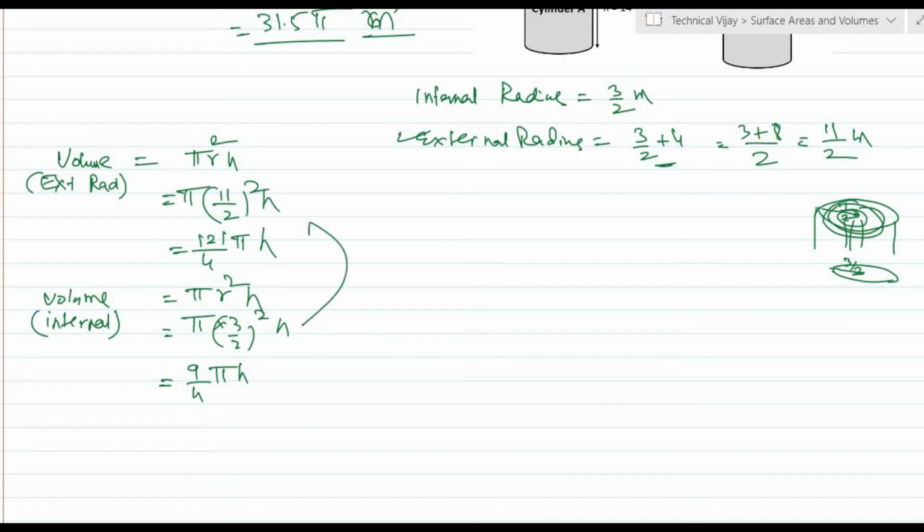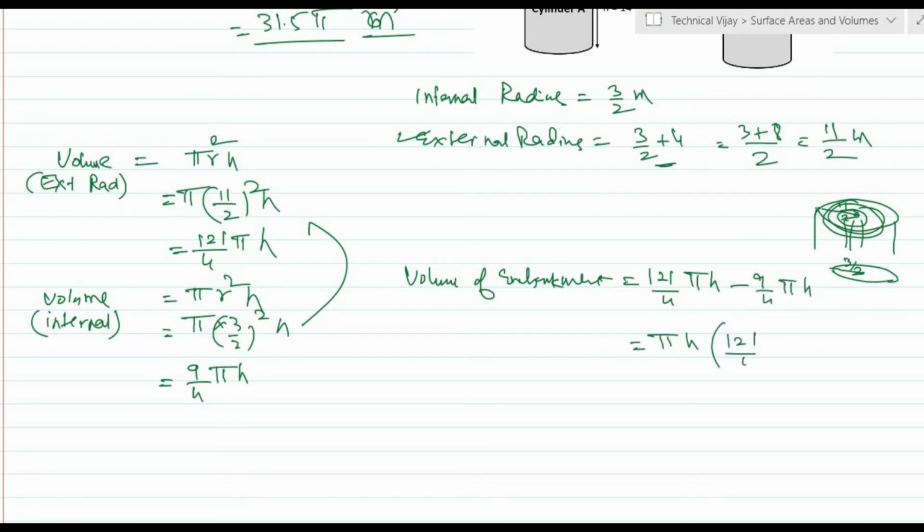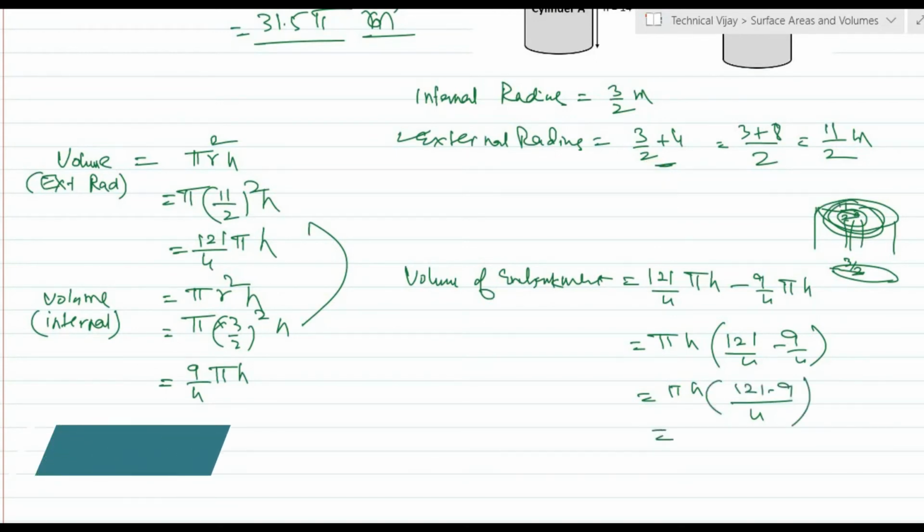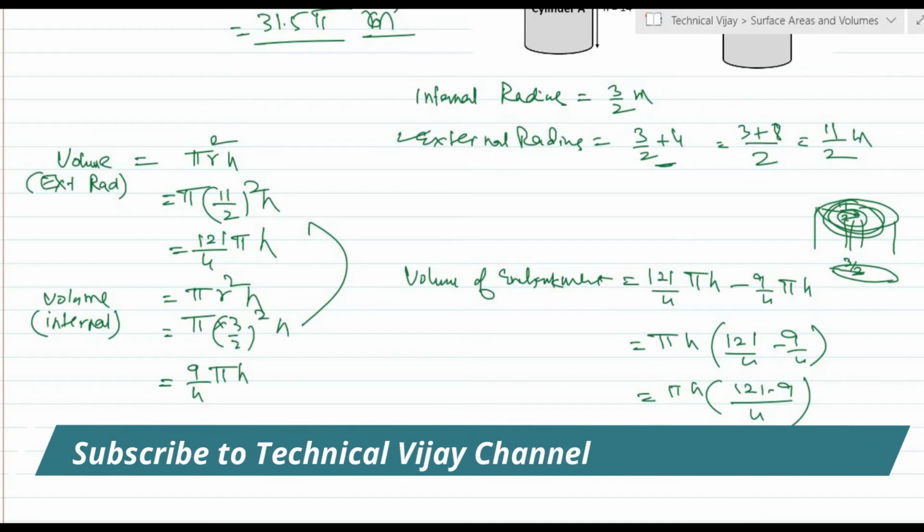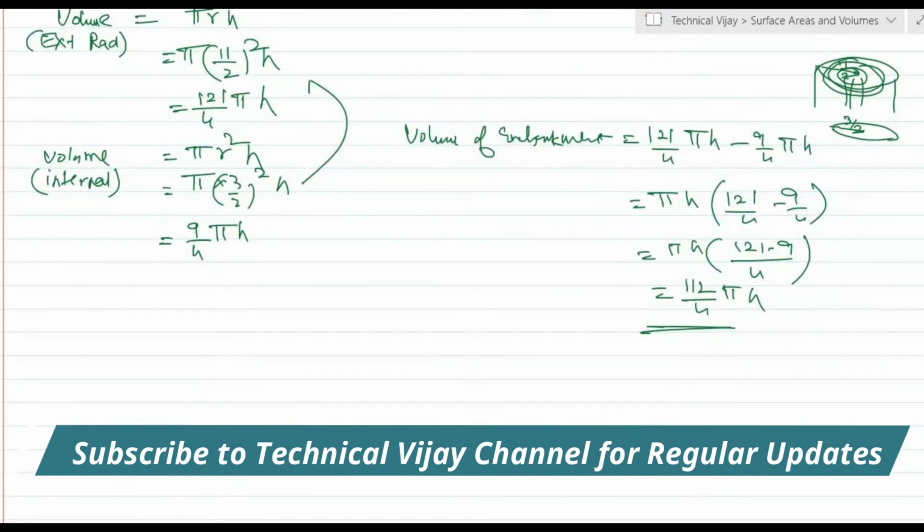So now I will subtract here, and the remaining, that is the volume of embankment, we will get. So this is equal to 121 by 4 pi h minus 9 by 4 pi h. This is equal to pi h into 121 by 4 minus 9 by 4. Here 4 is the LCM, 121 minus 9, so this is equal to 112 by 4 into pi h. This is the volume of embankment, and it is equal to the volume of that well.